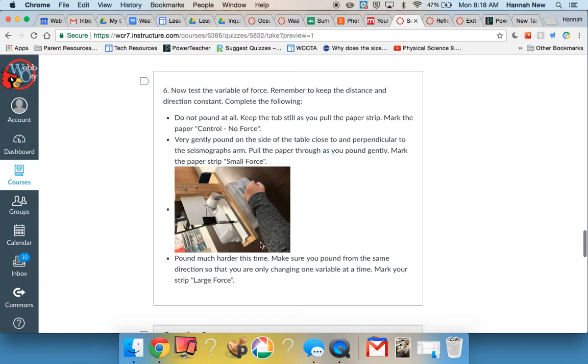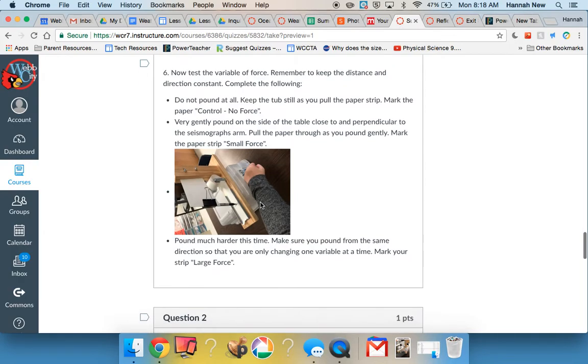So here's the seismograph's arm again. Here's my hand. This is at the very, very edge of the tub. Pull the paper through as you pound gently. And you're going to mark that section small force, which means that you hit it just a little bit. And then the last one that you're going to do, you're going to leave the seismograph in the same place. You're going to leave your hand in the same place, but you're going to hit it quite a bit harder.